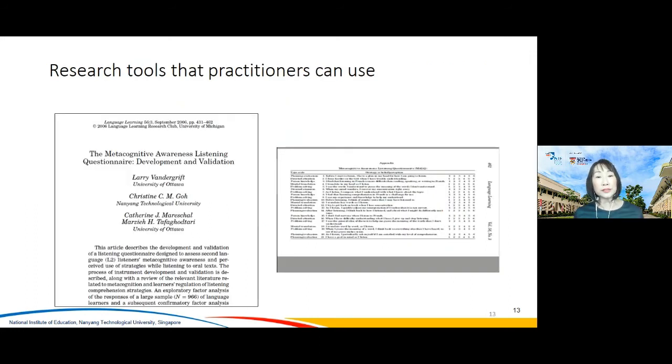And finally, the last strategy I used was research tools that practitioners can use. Very often we use tools to get data, but actually we ask ourselves whether some of these tools can be used by practitioners. And this particular questionnaire, the MALC as we call it, is something that has been used a lot by both researchers as well as practitioners, because I constantly, since publication, get emails asking for advice and so on.